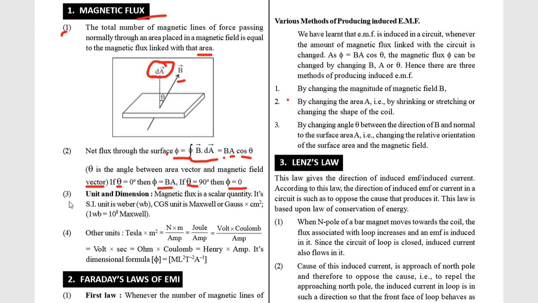Now let's see the unit and dimension of magnetic flux. Magnetic flux is a scalar quantity because it does not have its own direction, and it does not follow the vector law of addition. So this one is a scalar quantity. Now its SI unit is Weber, same as for electric flux. The CGS unit is Maxwell or Gauss centimeter square. So you can use either Maxwell in the CGS system or Gauss centimeter square. Okay, so 1 Weber is equal to 10 to the power 8 Maxwell.